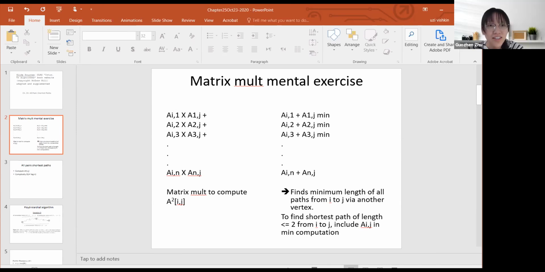So what are the vertices I can go to? I can go through vertex 1, and what will be the path? It will be a_i1 plus a_1j, because my intermediate vertex is 1. I do a stopover at 1. Or I could alternatively go through vertex 2, from i to 2, from 2 to j. Which one is better? I don't know, but whatever the value will be better, I'm going to take the minimum among them.